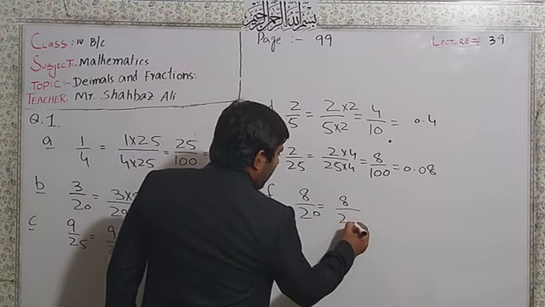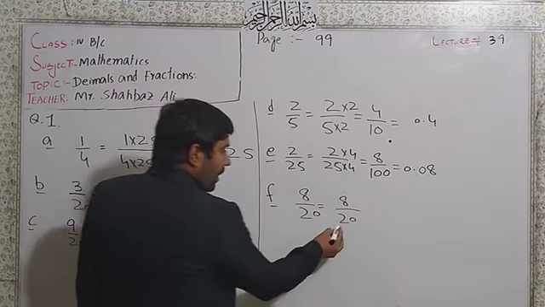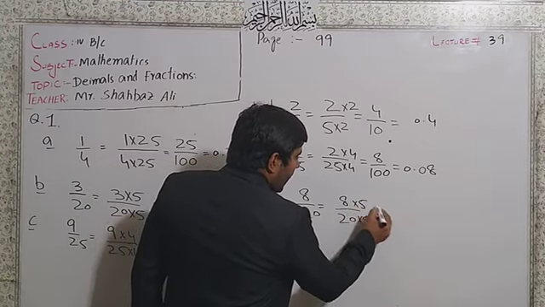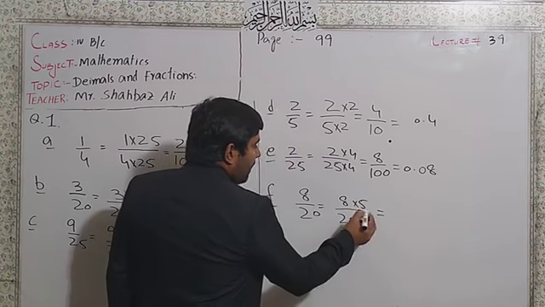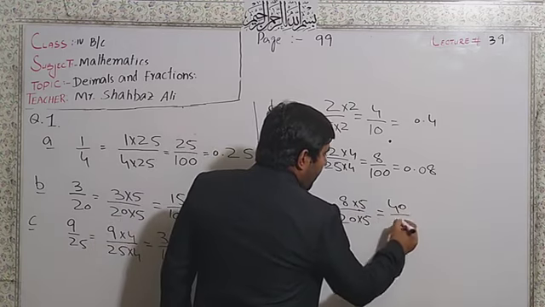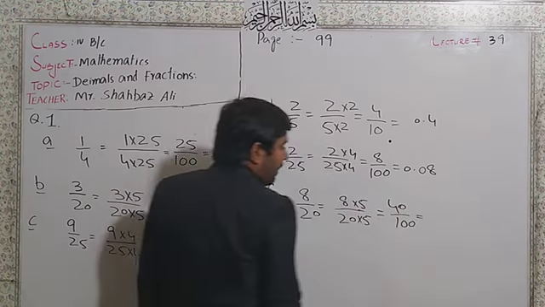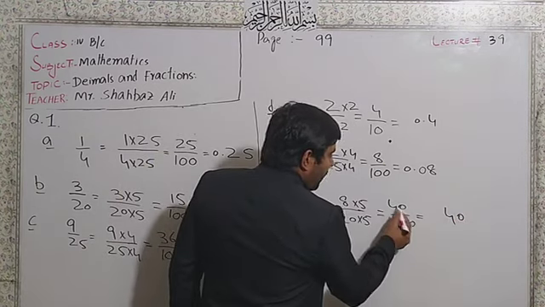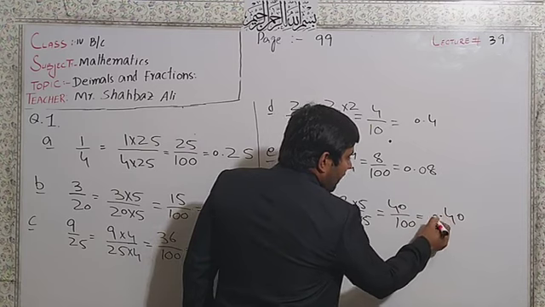So 8 over 20 we will change into an equivalent fraction of 100. 20 multiplied by 5, also multiplied by 5 here. 5 8s are 40 over 100. And then we will change into decimal. This is 1 2, 1 2 and then point, and this is your answer.